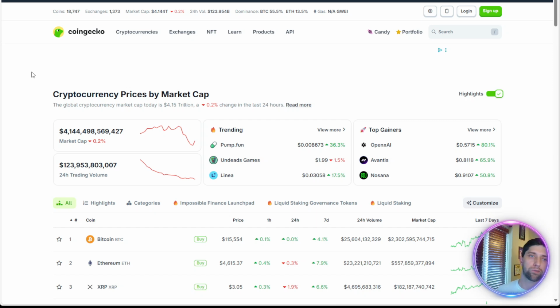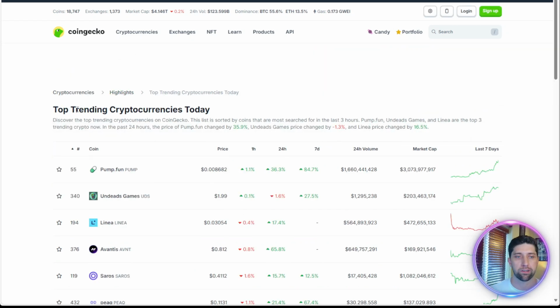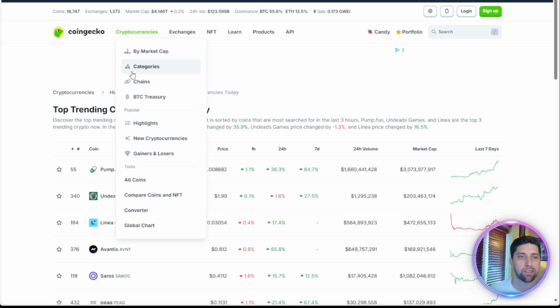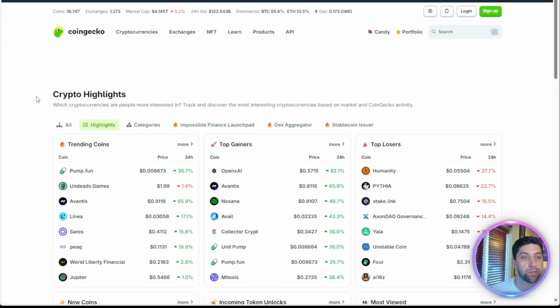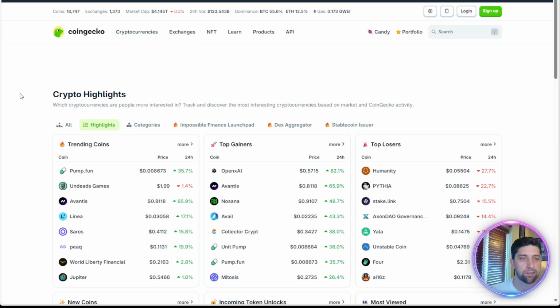Now, another component of CoinGecko or CoinMarketCap that I like to use are the trending pages. That's going to show you basically the overall highlights in the market sentiments based on what's going on market wide. So I'd like to go to the cryptocurrencies on the top, and you're going to want to click highlights, and it's going to take you to crypto highlights.